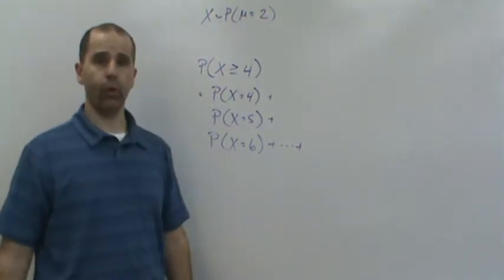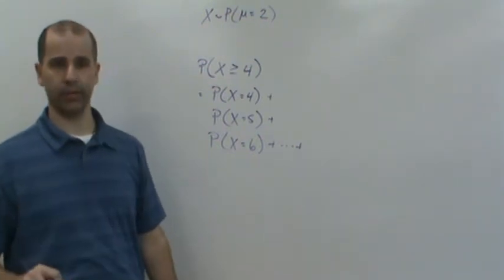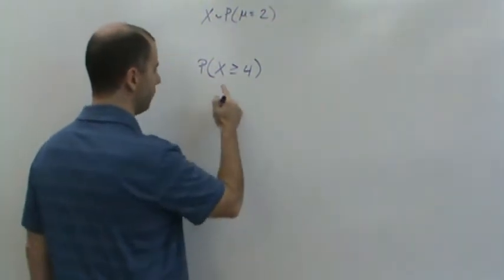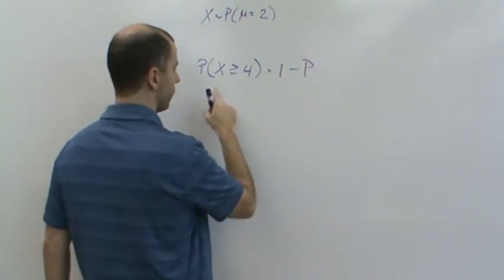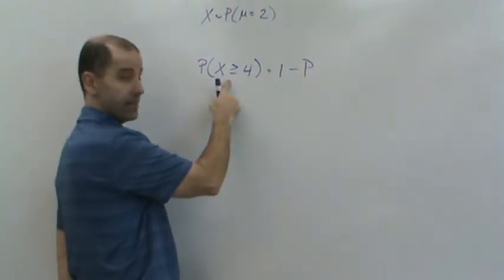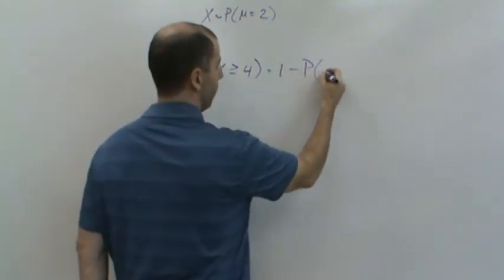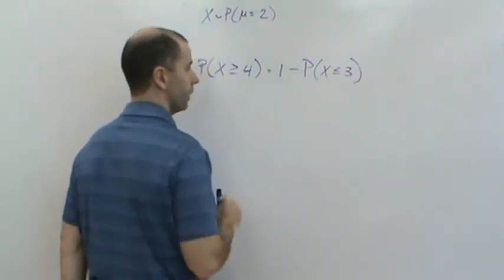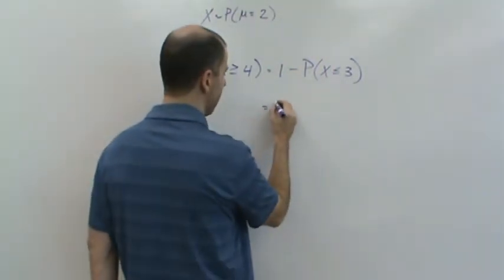Right? So this is where we're going to use the complement rule again, just like we did with the geometric distribution. So the way I would work this out is I would just use the complement. Well, what's the complement to this? It's going to be 1 minus... So the complement of being greater than or equal to 4 is what? Less than or equal to what? 3. So probability of x less than or equal to 3 is what I would use.